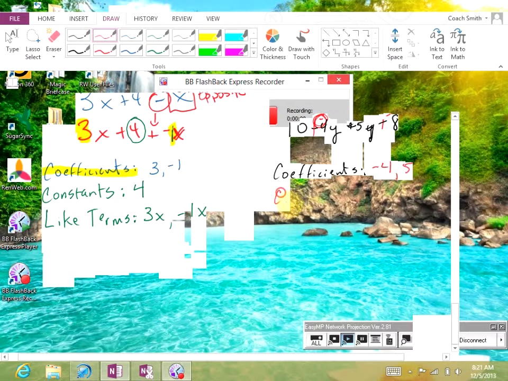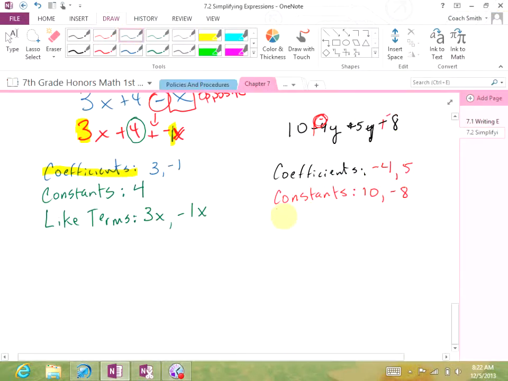Now, the next one is our constants. What are our constants in this problem, Tristan? Yes, 10 and negative 8. Now, the next part is a little different, just because of the problem. But our next one is like terms.